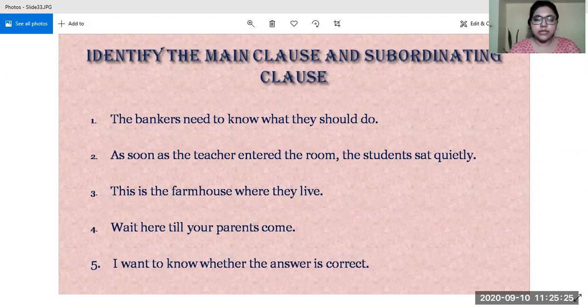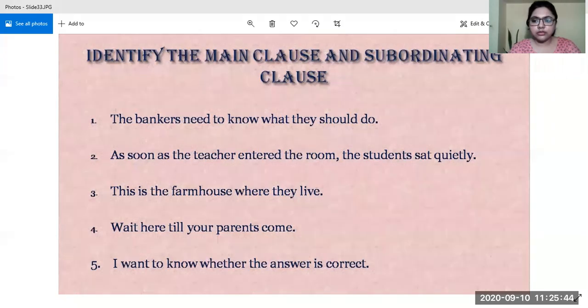Next, last one. I want to know whether the answer is correct. Who will give the answer? Yashi, yes, Yashi. Who will give the answer? Come on. Nobody knows the answer? Shubhi. Yes, Shubhi. I want to know is the main clause and whether the answer is correct is the subordinate clause. Very good. Very good, Shubhi. So I want to know is the main clause and whether the answer is correct is the subordinate clause.